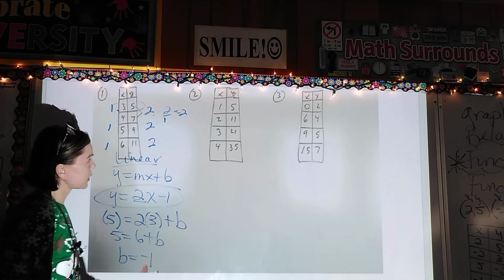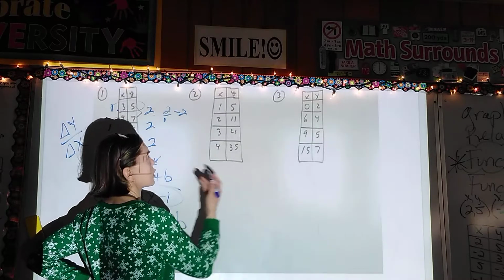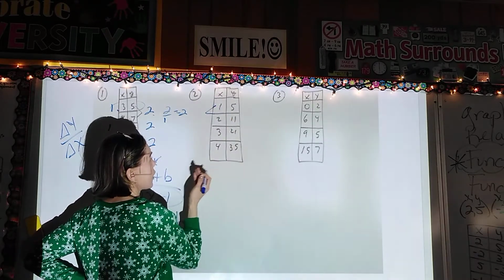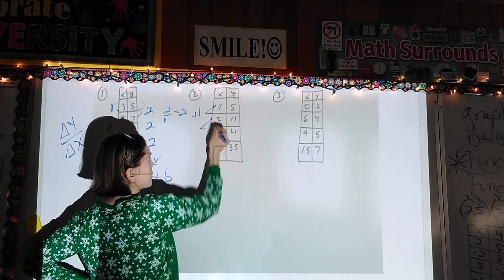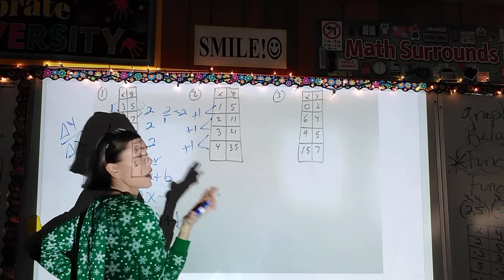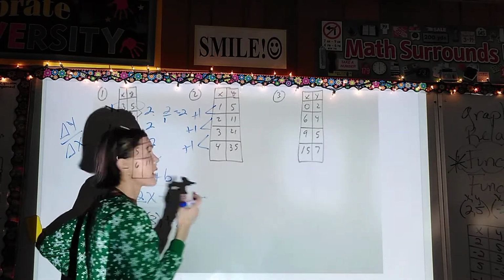So here we have, what is our change? What is our delta x? What is our change in the domain, our change in our x values? So from 1 to 2 you have plus 1. From 2 to 3 you have plus 1. From 3 to 4 you have plus 1. Okay, looking good so far. Let's take a look at our range, our y values.